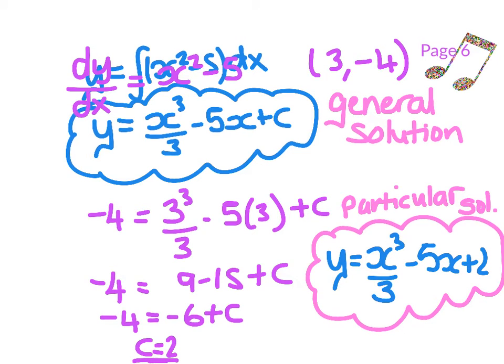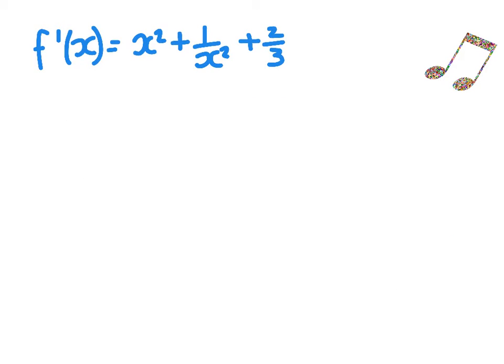Now the notation can come as function notation or Leibniz notation in the same way as it did when we were doing differentiation. Example number 2. So we're told that f dashed x is equal to x squared plus 1 over x squared plus 2/3. So the original function will be equal to the integral of this whole expression. I'm going to just do the preparation at this point.